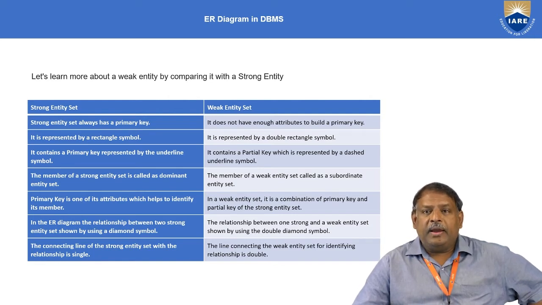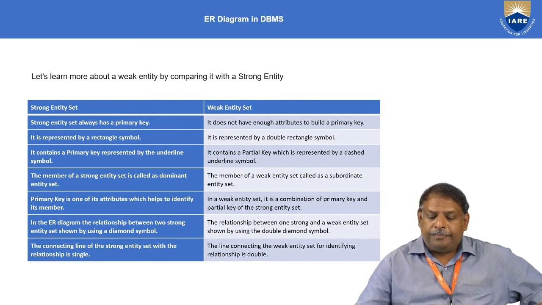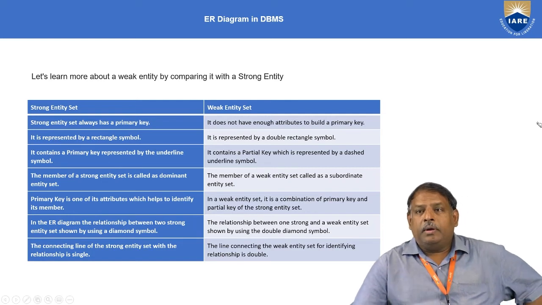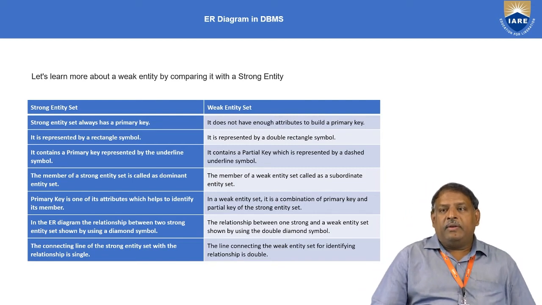In the ER diagram, the relationship between two strong entities is represented by a diamond symbol, a rhombus. The relationship between one strong and one weak entity is shown by a double diamond symbol. The connecting line of a strong entity set with the relationship is single, whereas for the weak entity it is a double line.